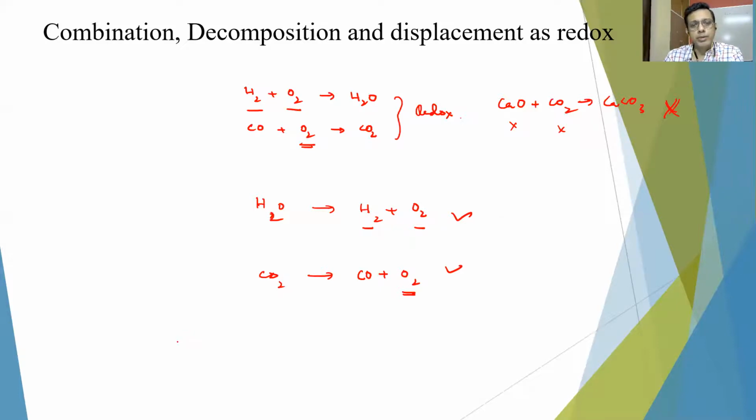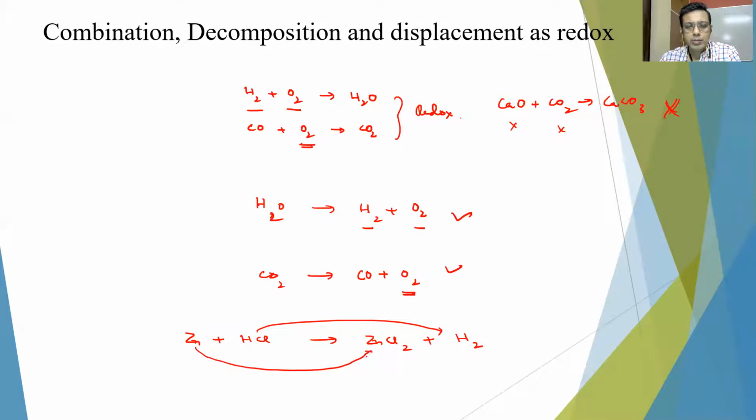Similarly, if we go to displacement reactions, suppose we talk about zinc plus HCl. What we'll get here is ZnCl2 and H2. So in this case, HCl is reduced to H2 and zinc is oxidized to ZnCl2. So this is oxidation and this is reduction. The element which is more reactive gets oxidized.